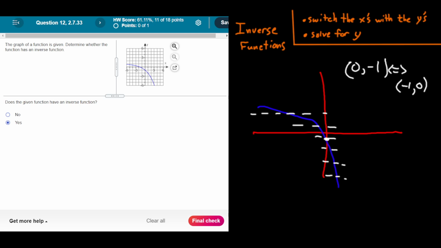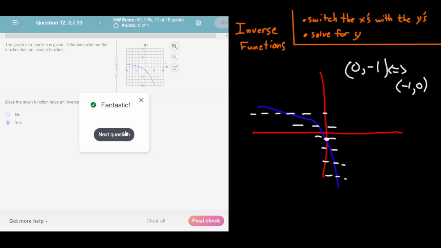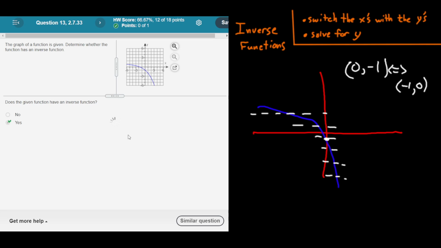And do we have something like that on the graph? -1. We got something very similar. It's a little off, but I think it's safe to say that, yeah, this will have an inverse function. You can see -1 comma 0. It's not going through it, but this is a little bad example. Hey, it passed the horizontal line test. That's all that matters, I suppose.